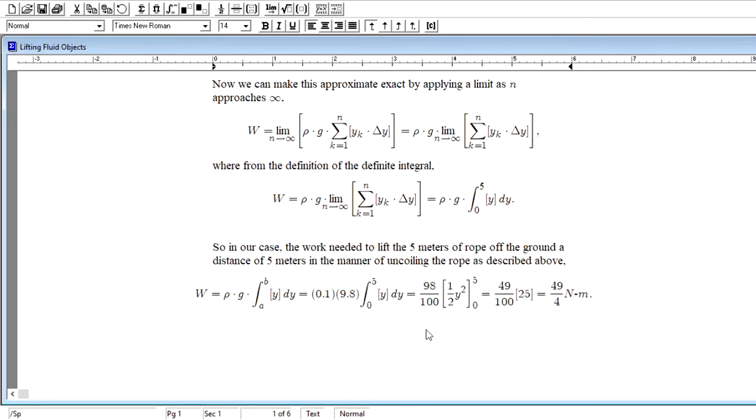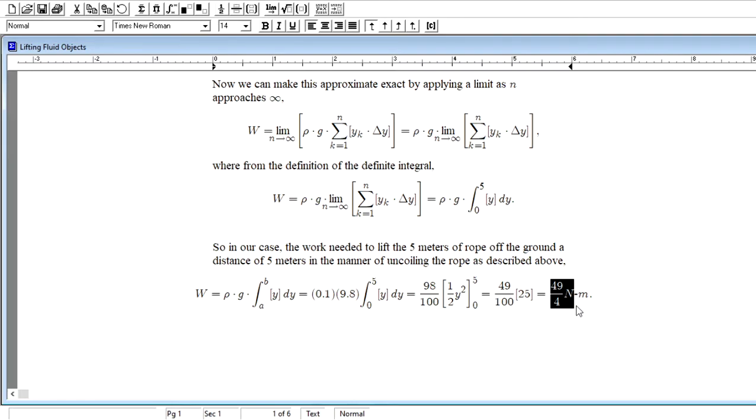Rho would be 0.1. G would be 9.8. We'd integrate y from 0 to 5, so that will become 1/2 y squared. First of all, 0.1 times 9.8 is 0.98, which is 98 hundredths. The antiderivative of y is y squared divided by 2. So you can bring that 1/2 out and cancel with the 98 and build 49 100ths, where y squared evaluated from 0 to 5 is 25. The 25 will cancel with the 100, leaving you 4.